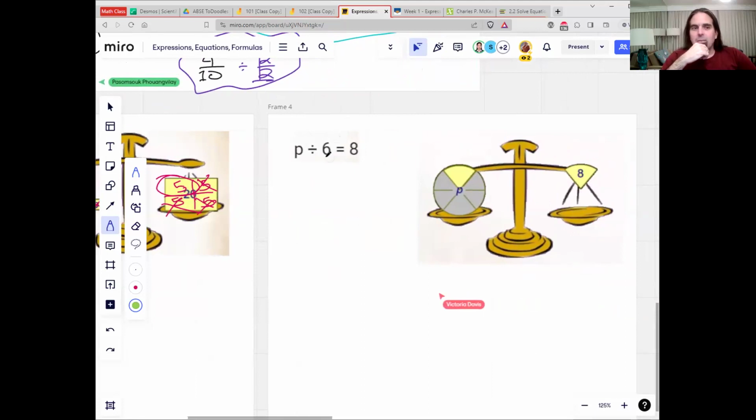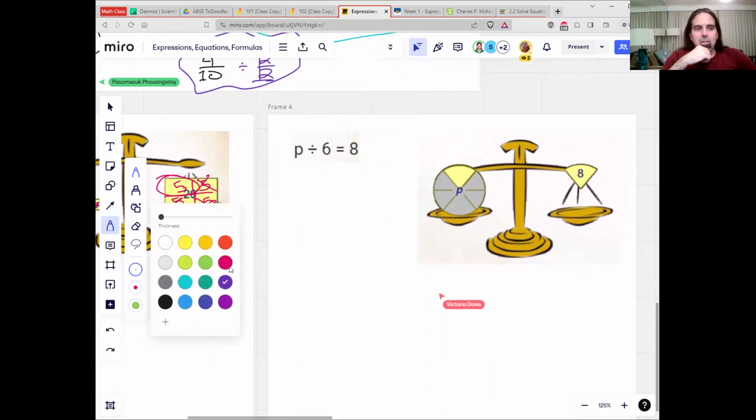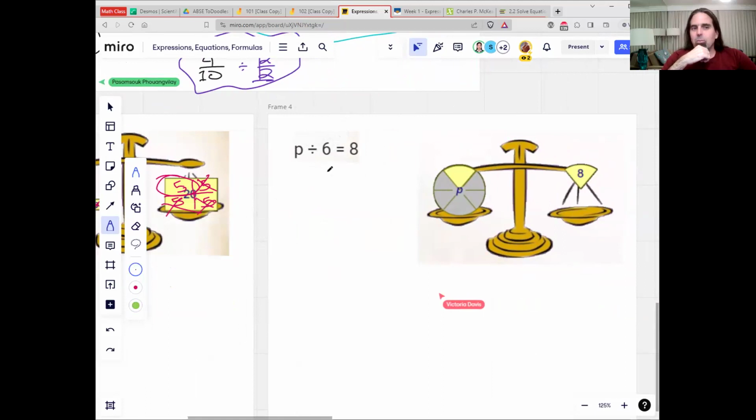So I like what Pasomsuk said. We are going to end up multiplying the 6 and the 8 and getting 48, yes. But what's my excuse for doing that? What can I actually write here that I'm allowed to write?